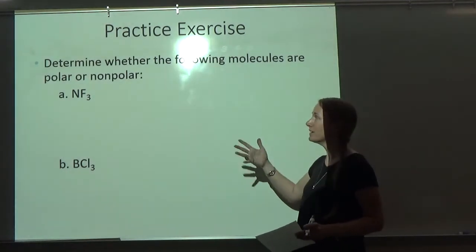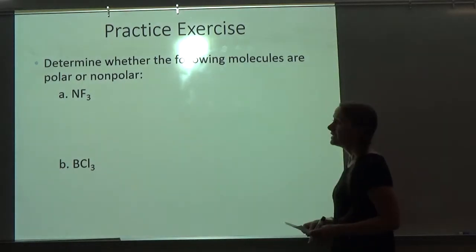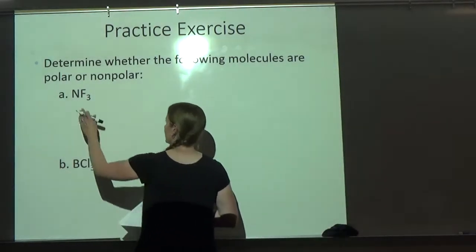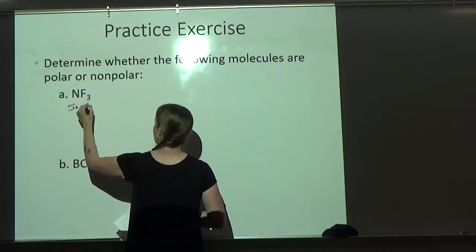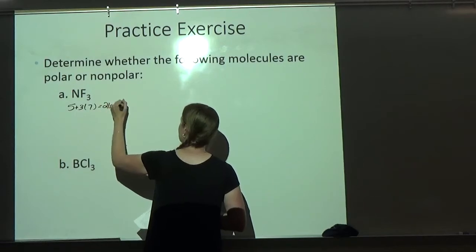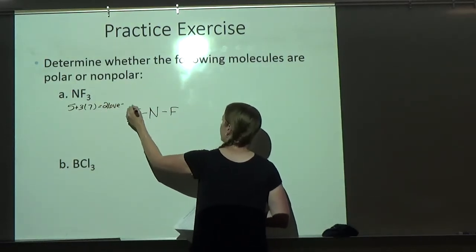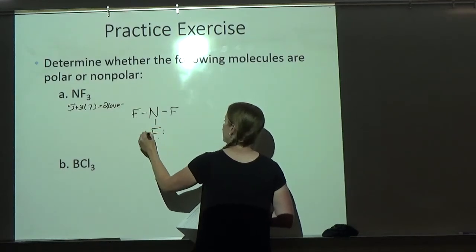So you're just going to draw it, look at the shape, and determine is it polar or non-polar. Alright, so I'll assume you've done that. Let's look at it together. So N has 5 valence. F has 7 times 3, so 21 plus 5 is 26 valence electrons. So I'm going to bond everybody, make everybody stable.